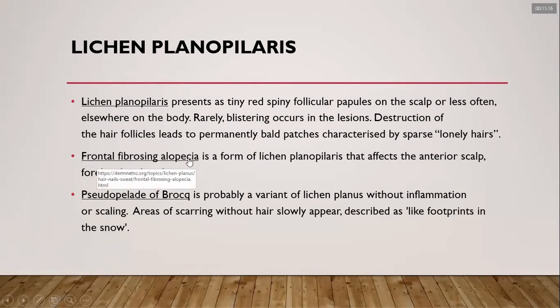Frontal fibrosing alopecia is a form of lichen planopilaris which affects only the anterior scalp, forehead, and eyebrows. So only these regions are devoid of hair, but in the rest of the scalp, the hair is present. Now the other condition is pseudopelade of Brocq. It is a variant of LP without inflammation or scaling. Areas of scarring without hair slowly appear, described as footprints in the snow.